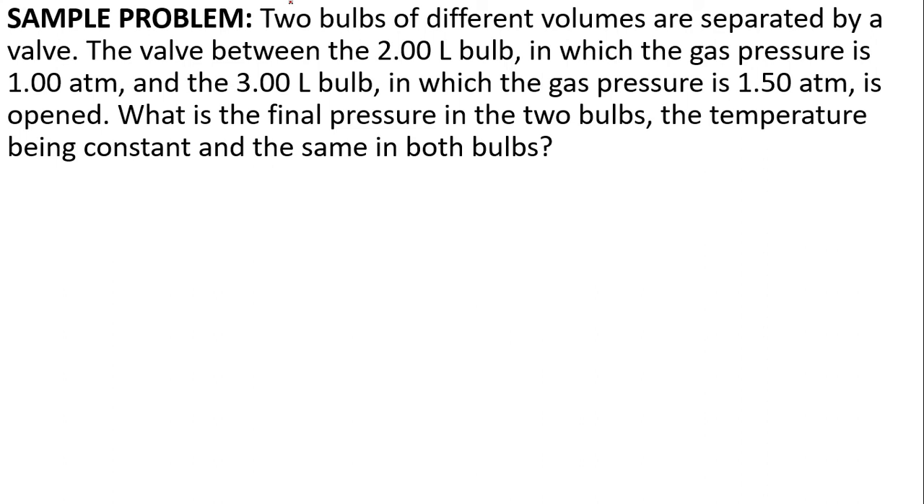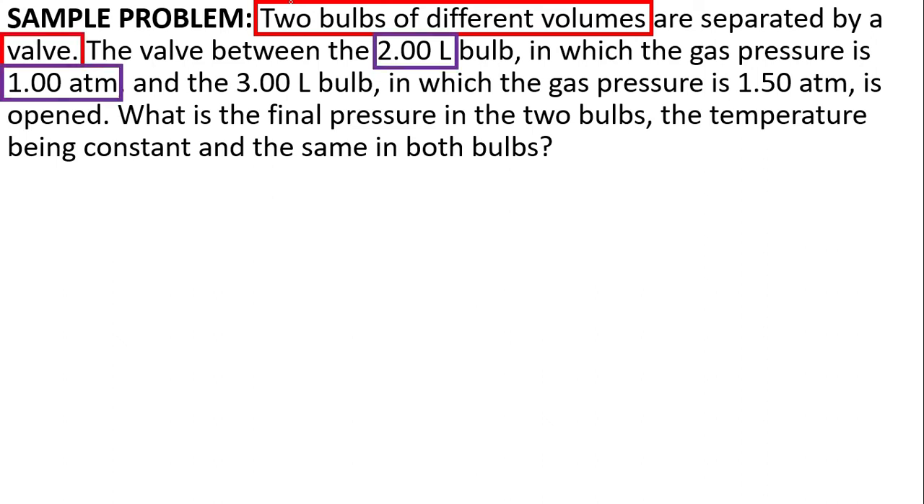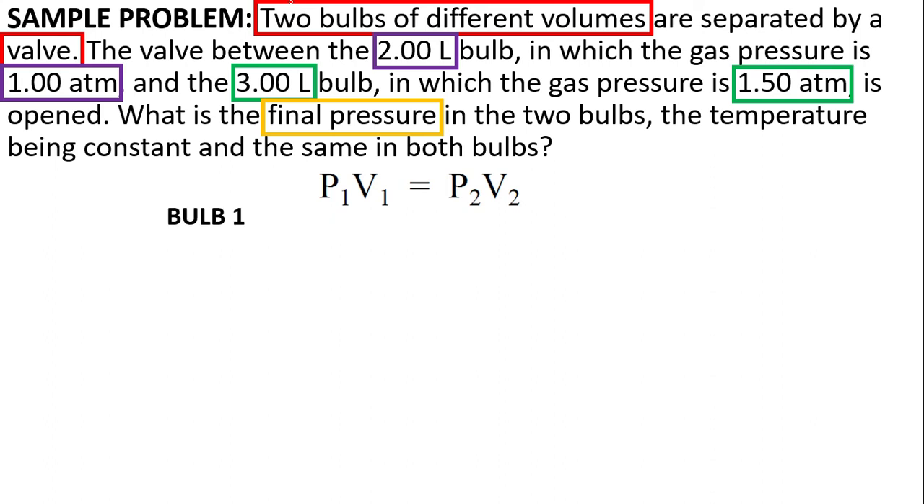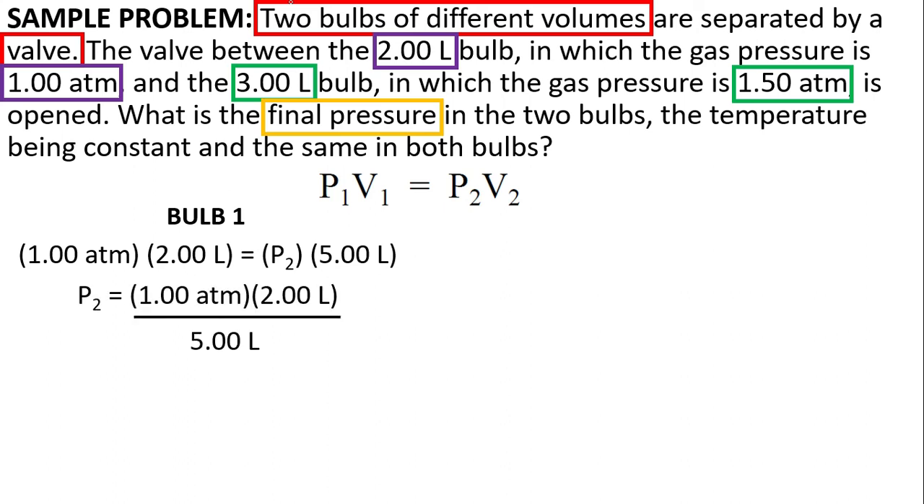Let's dissect the problem, okay? We know that there are two bulbs of different volumes, and they are separated by a valve. First bulb is 2.0 liter at 1 atmosphere, and the second bulb is 3.0 liter at 1.50 atmosphere. We're looking for the final pressure when the valve is opened. So let's start with the formula P1V1 is equal to P2V2. Solve for bulb 1 first. Using the values from bulb 1, we can calculate the pressure, right? So P2 is equal to 1 times 2 over 5.